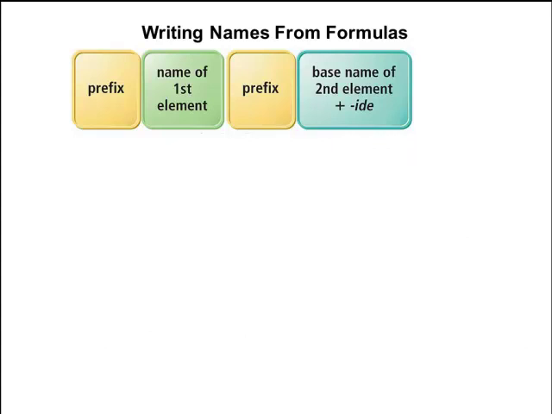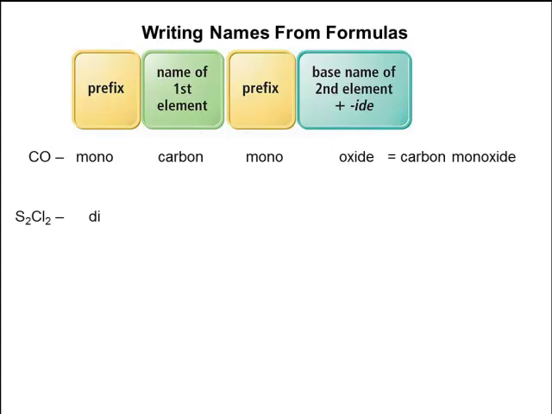A couple more examples here. CO, we've got mono, carbon, mono, oxide, so I get carbon monoxide. Remember, I don't include the mono if I only have one atom of the first element. S2Cl2, so it's disulfur dichloride, so disulfur dichloride.